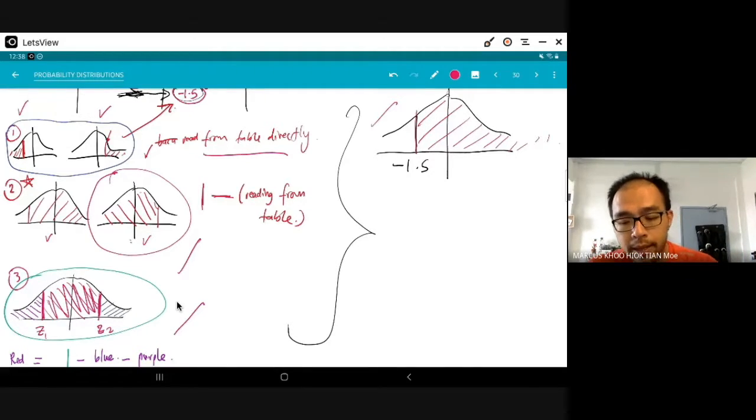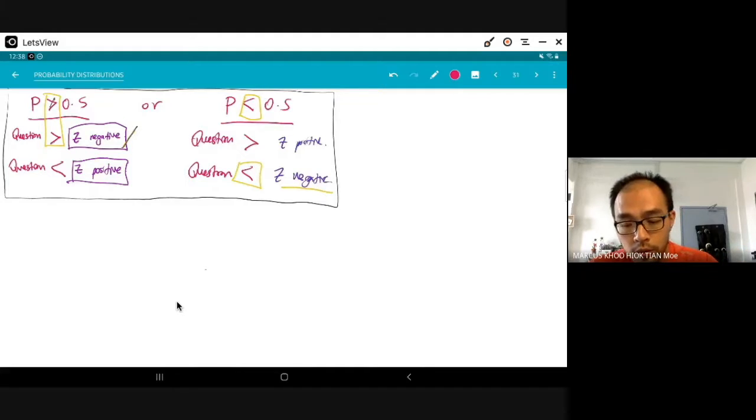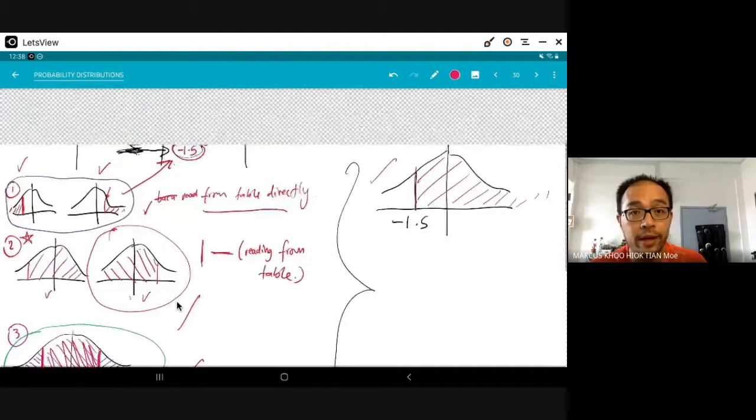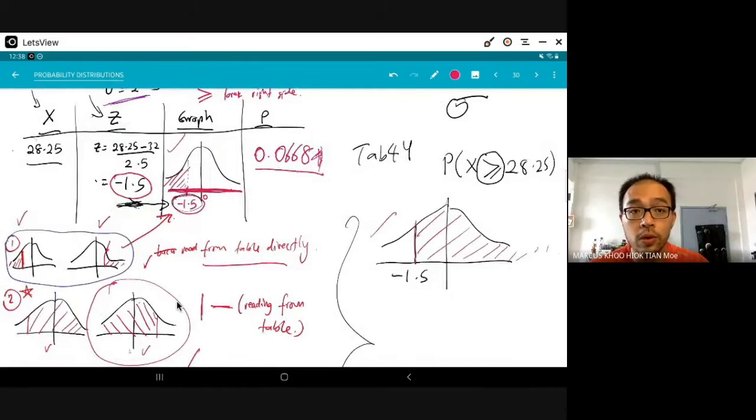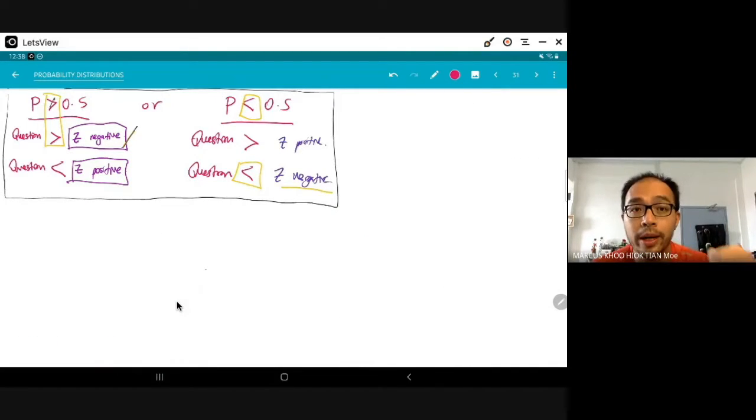Then secondly, I also taught you how to calculate in reverse. If I give you the probability, how do you go backwards? We use the same method, except that there is one extra step that you need to think about. You need to think about whether the Z is a negative or a positive value, because the table doesn't tell you whether it's negative or positive, neither does the calculator. When we use the standard normal distribution and the standard values, the calculator cannot tell you whether the Z value is negative or positive.